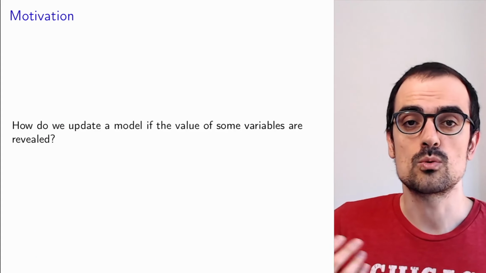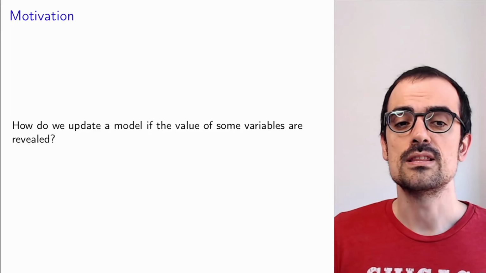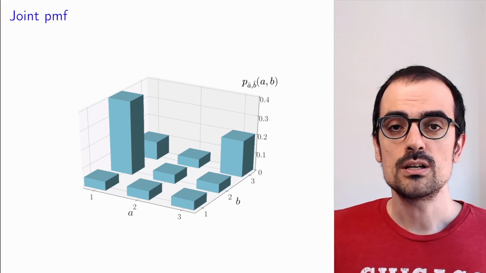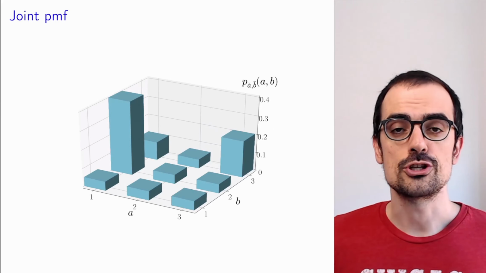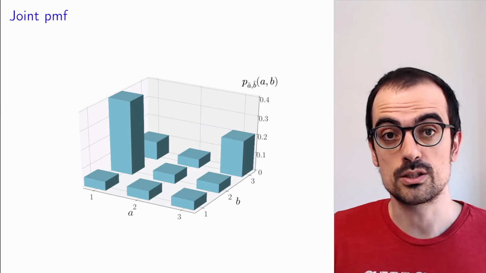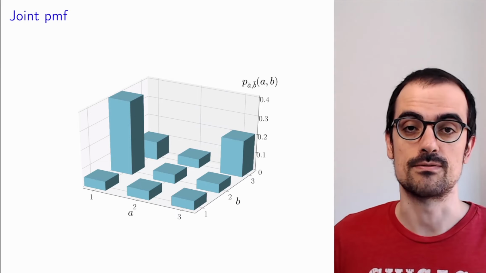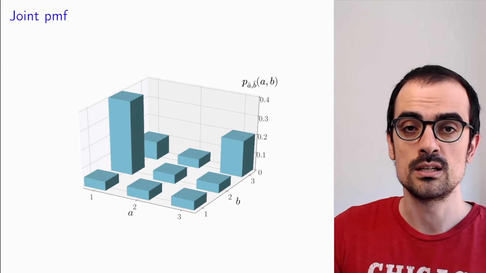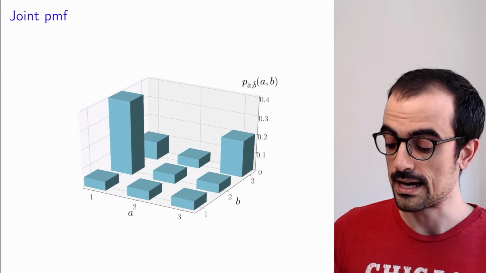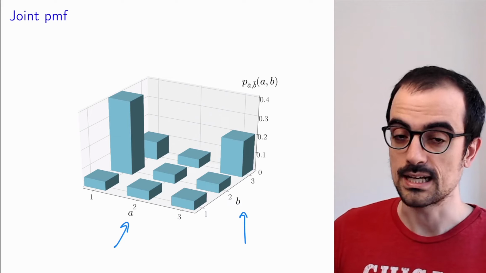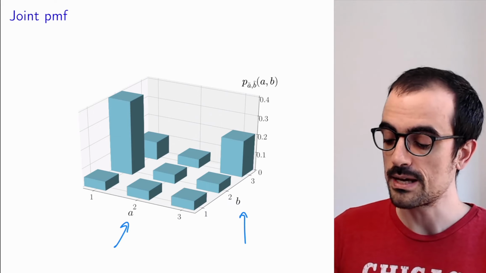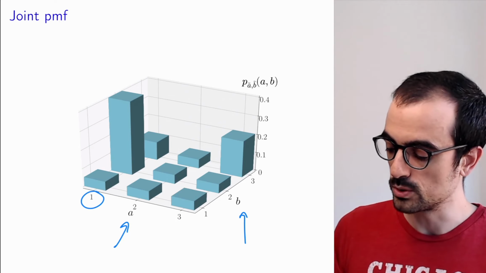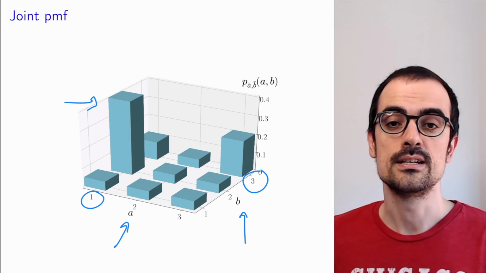Again, our motivation is this question: how do we update a model if the value of some of the variables within the model is revealed? Remember that the way we describe the joint distribution of multiple discrete random variables is through their joint probability mass function. The joint PMF tells us the probability that the random variables take certain values at the same time. Here we have two random variables, A and B, that can take 3 values each, and the joint PMF tells us, for example, the probability that A is equal to 1 and B is equal to 3 at the same time. This probability is 0.4.